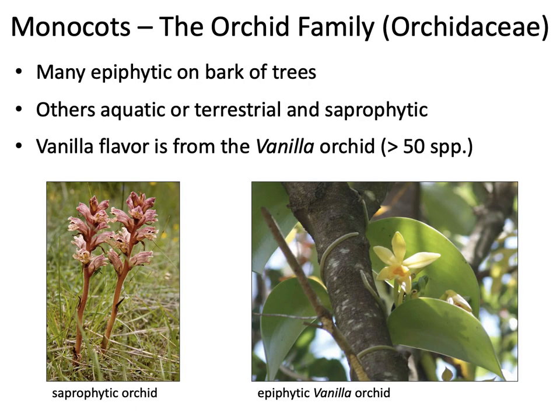Many orchids are epiphytic, meaning they grow on the sides of trees. Others are aquatic, and others are terrestrial or even saprophytic. A saprophyte is a plant or an orchid that lives off of dead or decaying organic matter. And because they can steal all of their nutrients, they usually have no chlorophyll present.